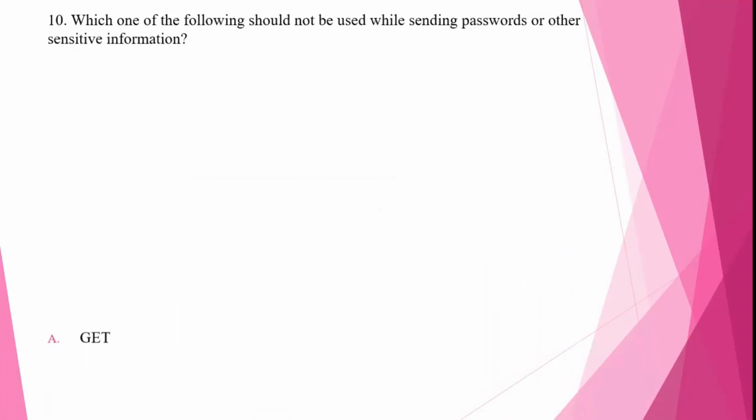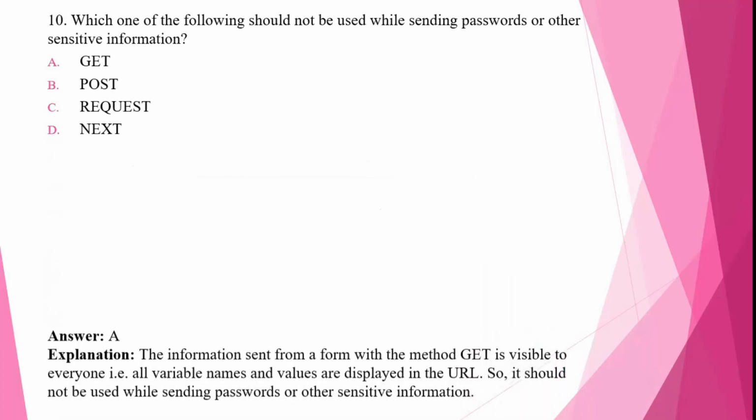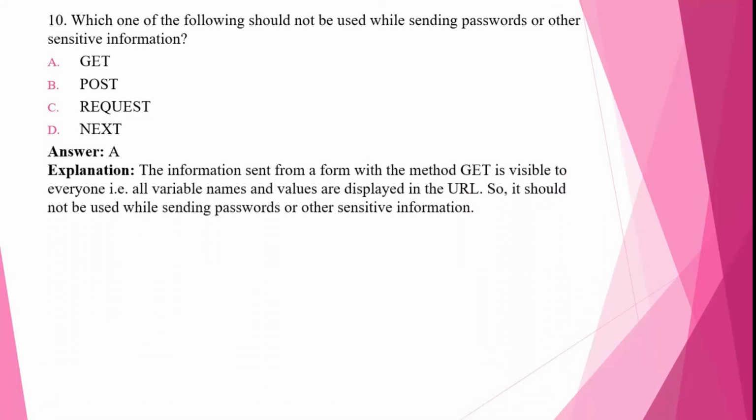Next question. Which one of the following should not be used while sending password or other sensitive information? Options are first GET, next POST, next REQUEST, and the last one, NEXT. So the right answer is GET. The information sent from a form with the method GET is visible to everyone. That is why all variable names and values are displayed in the URL. So it should not be used while sending passwords or other sensitive information.